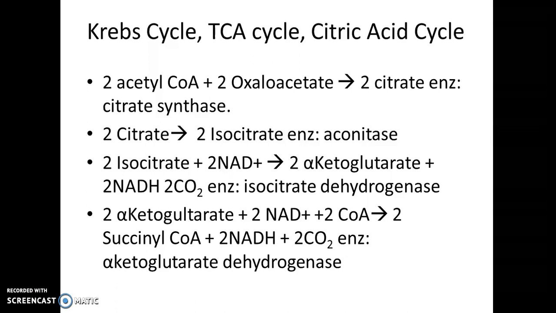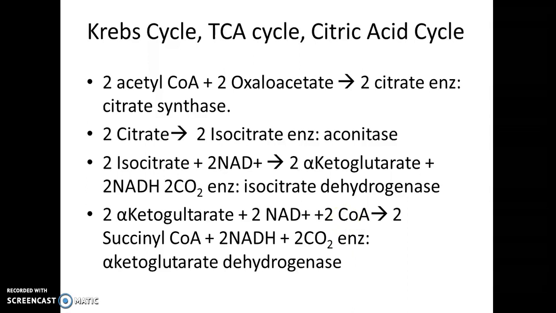The next step, which would be the 4th step in the series, we've taken alpha ketoglutarate. We're going to remove 2 electrons and a hydrogen ion from AKG here. We're going to give it to NAD. Right? We're going to add 2 molecules of coenzyme A. It's a different coenzyme A there.